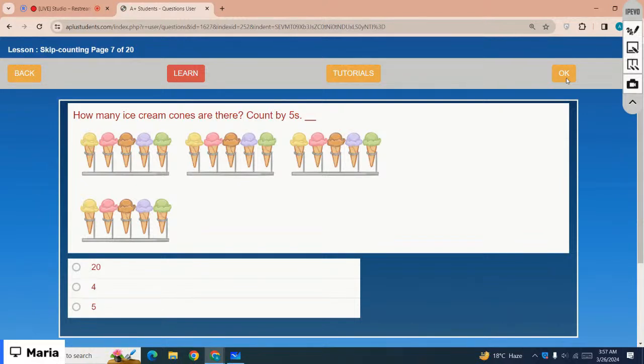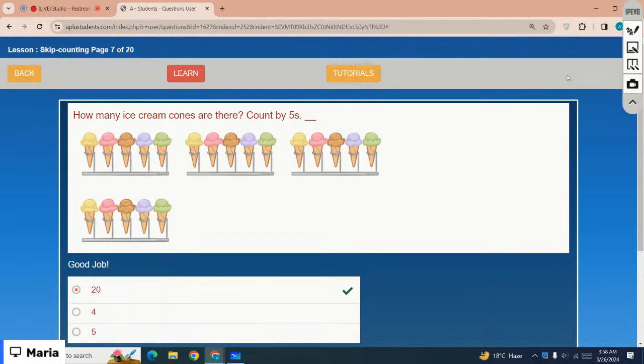How many ice cream cones are there? Which is the correct option? The correct option is 5, 10, 15, and 20. So the correct option is 20. Option number 1 is the correct option.